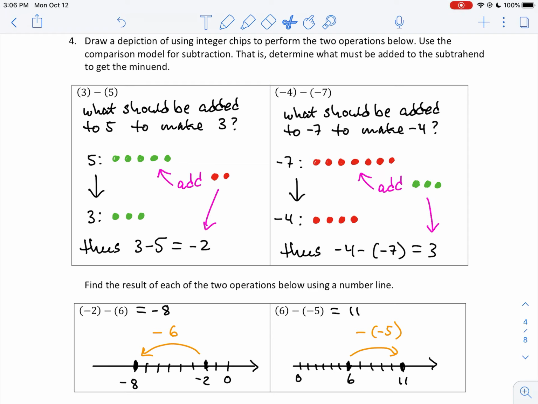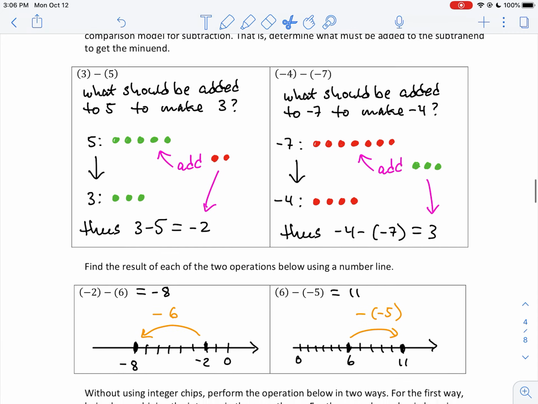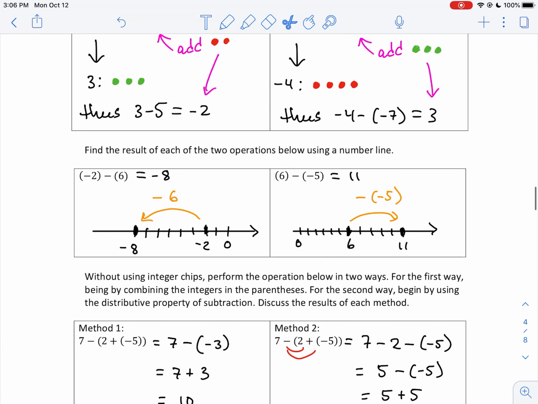Here's -4 minus -7. So again, what should be added to -7 to make -4? Well, here's -7. I want to produce -4, so I need to add these 3 greens to it, so that those 3 reds will cancel, leaving just those 4 reds. And so the answer to this is +3. 3 is what needs to be added to -7 to make -4.